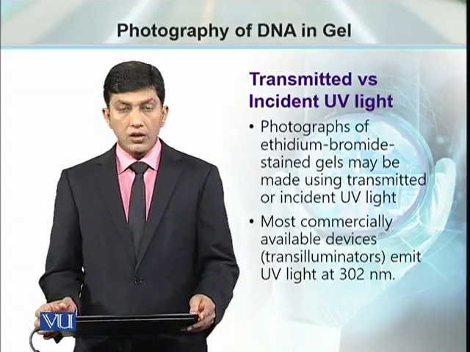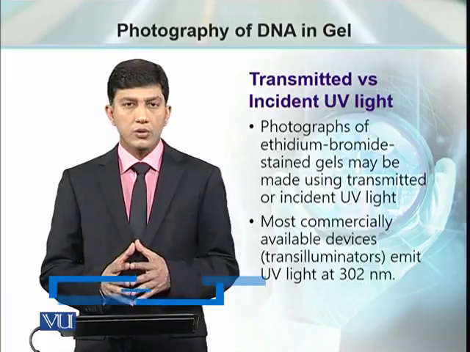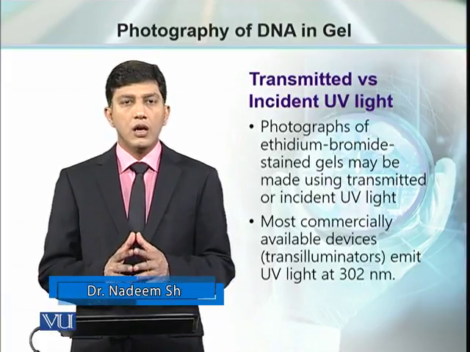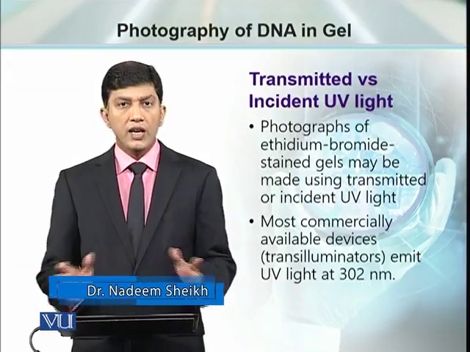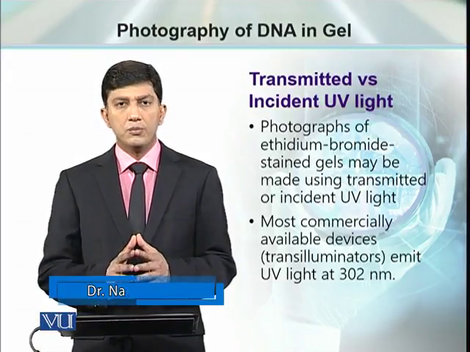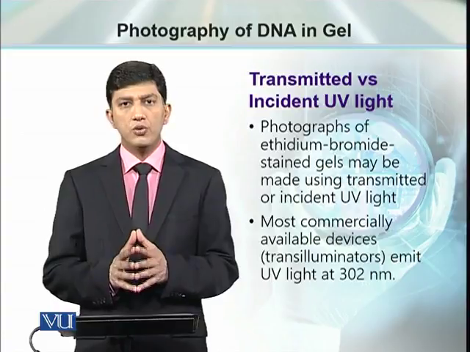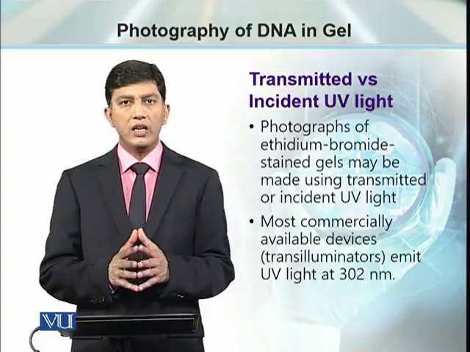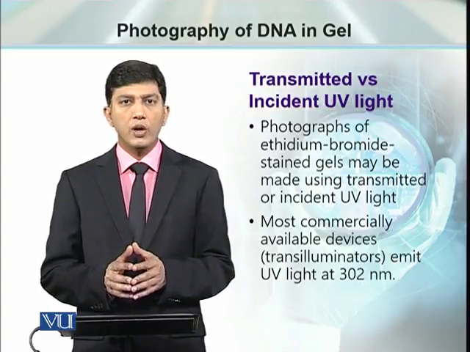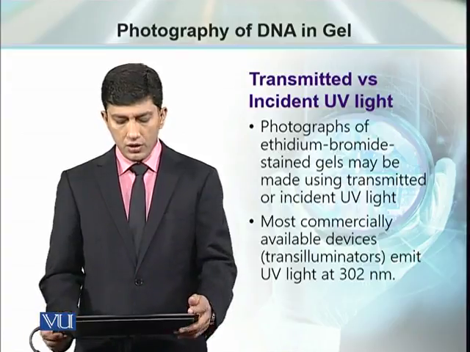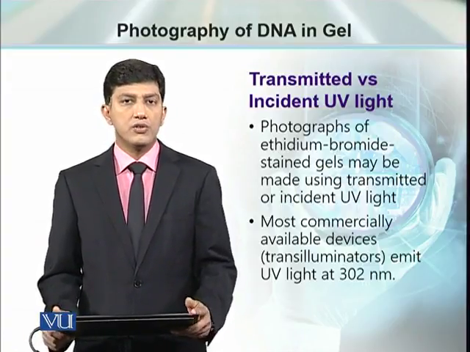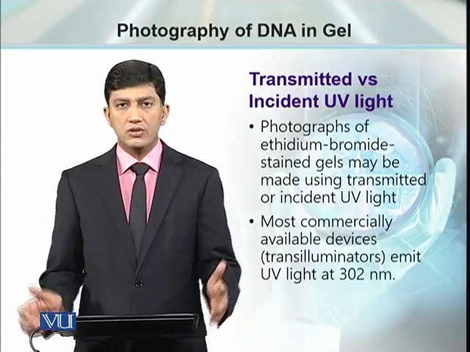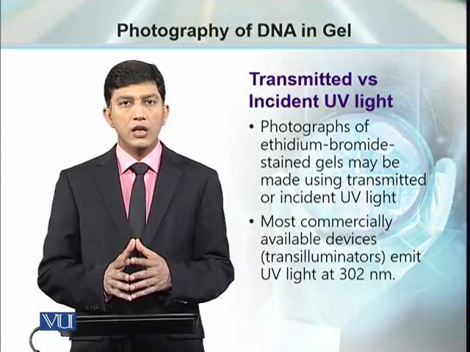After this detection, photography is required. So we are going to talk about how it can be done. UV light के हवाले से जब बात की जाती है, UV light can be used in two different ways. One is the transmitted UV light. The second one is the incident UV light. In both the cases, the wavelength which is used is 302 nanometer, which is available in most of the commercially supplied transilluminators.